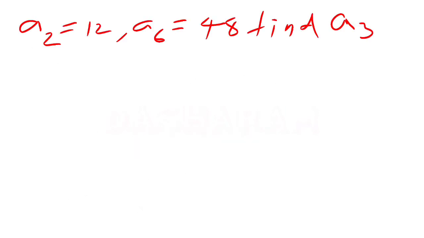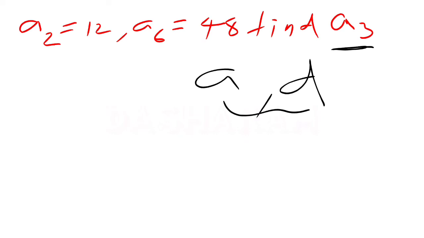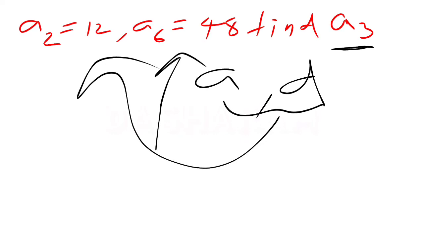Next question: A2 equals 12, A6 equals 48. Find A3. So to find A3, we need the a value and d value. So how to get the a and d values? By solving these two equations.